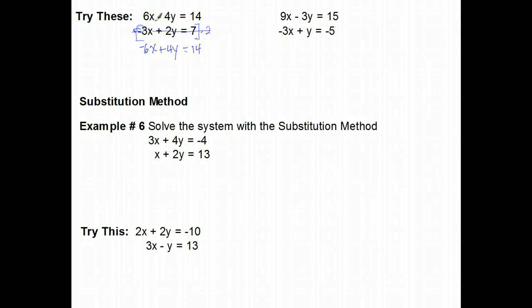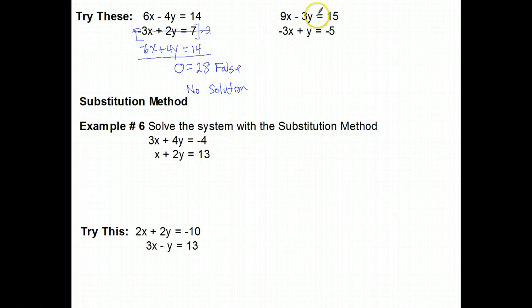Okay, so 6x and negative 6x is 0. Negative 4y and positive 4y is 0. 0 plus 0 is 0. 14 plus 14 is 28. False statement. Answer, no solution.